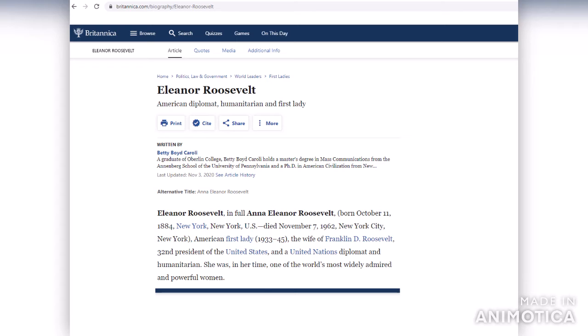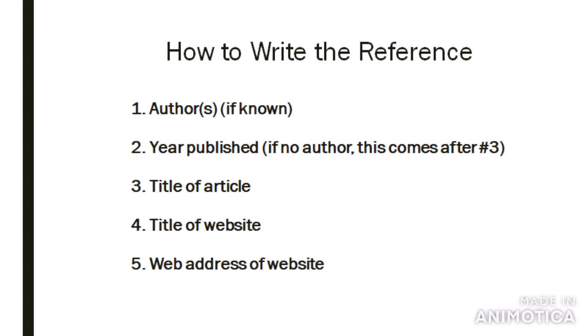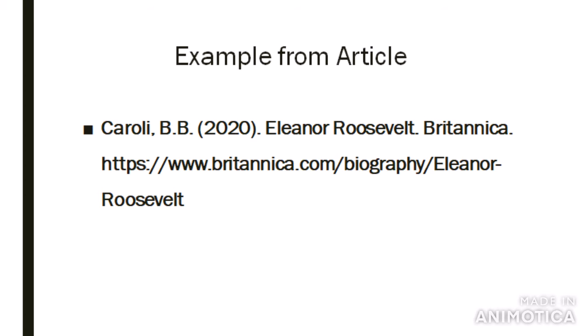The information that we would need to include in a reference in order is first, the author or authors, if known. Second, the year the article was published. If there is no author, this comes after number 3, which is the title of the article. Then we would include the title of the website, and then finally the web address of the website where we found the article. An example reference entry from the article would look like this.